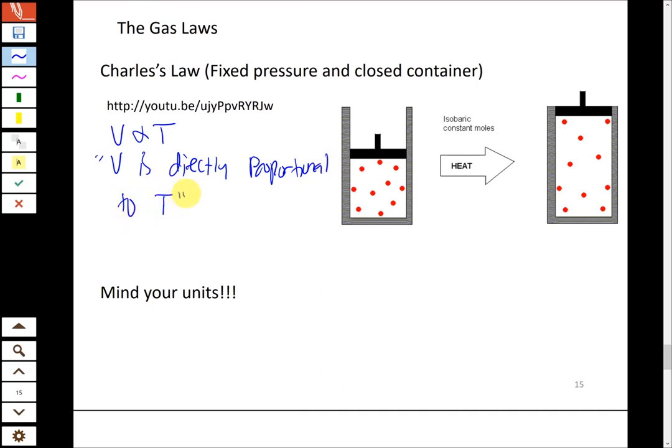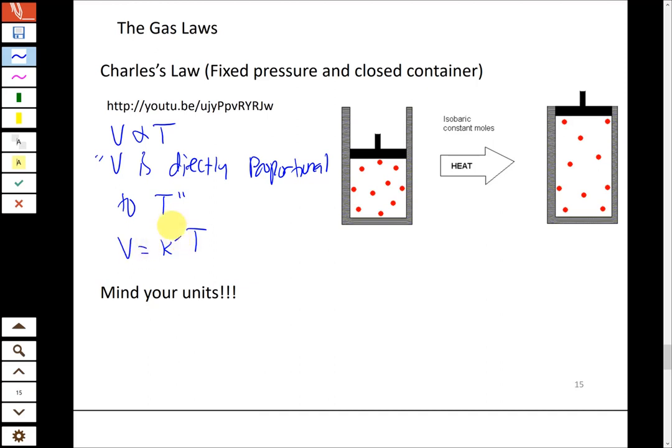V is directly proportional to T, which means that if we want to get rid of the proportionality sign, we have to write a constant on the other side. I'll call it K prime just to not make you think that it's the same constant that we had in the previous problem, because it won't be. And again, this constant depends on the pressure of the system. It depends on how many moles of gas we have. So it's not a very useful constant because it's not uniform across all situations.